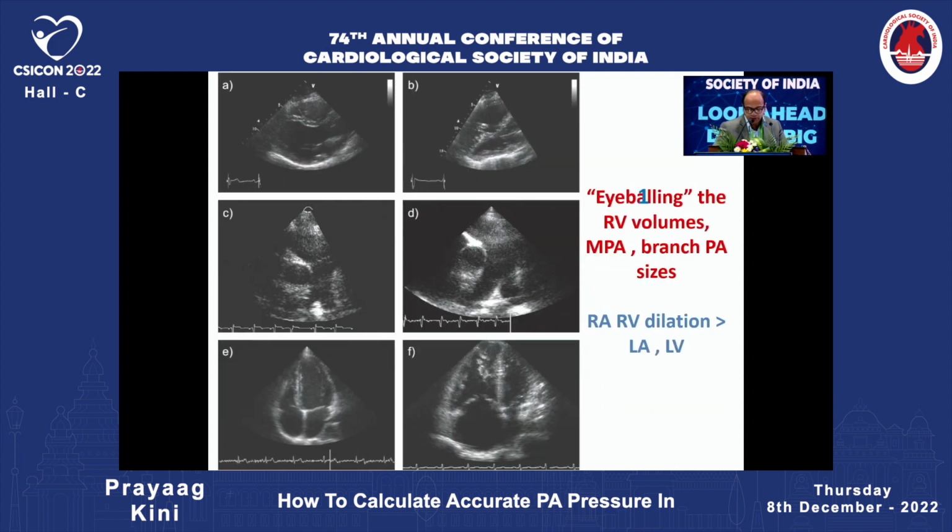As I said, eyeballing, it can be seen that RA-RV dilatation, you can just make an assessment. As you see on the extreme left here, PA is dilated, the RV is dilated as compared to the LV, we can just eyeball and say, but of course this is not very sensitive.